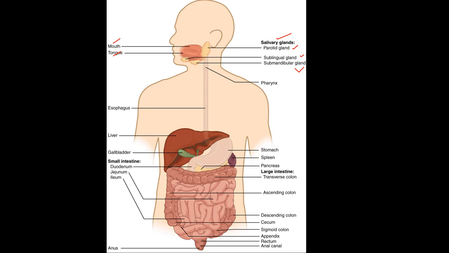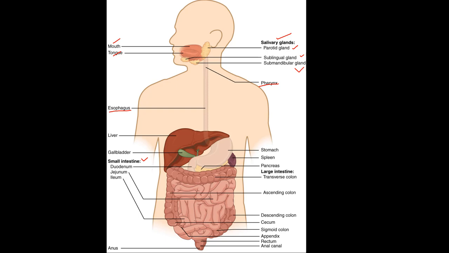The next structure that is associated is the pharynx. The pharynx is a small muscular structure that connects the oral cavity with the food pipe, also known as the esophagus. The esophagus is a long tubular structure that connects the pharynx to the stomach. The food gets processed in the stomach, protein digestion begins in the stomach, and from here the food, which is partially acidic, begins to move to the small intestine.